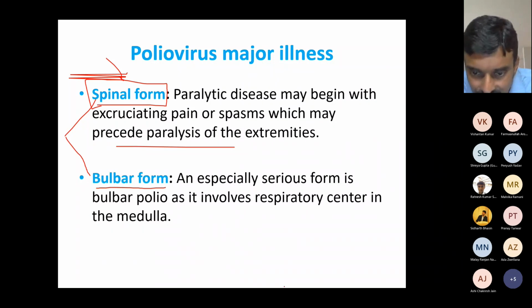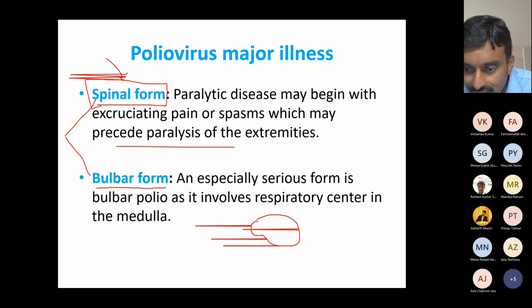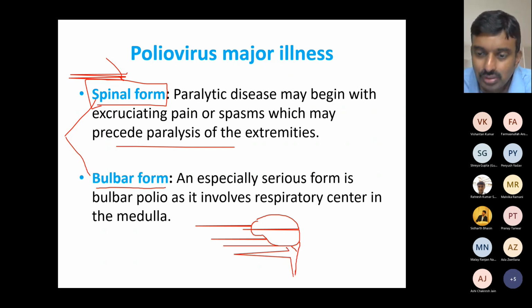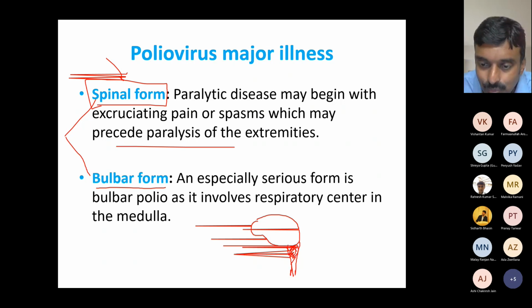Now, if you look at the brain, let's say this is the brain. Okay, sorry about all the lines. It goes like this. This is the spinal cord. Okay, I'm just going to shade it like this. This is the spinal cord that goes in. At this point, somewhere here, there is something called the medulla oblongata and pons. That is where the respiratory center is.